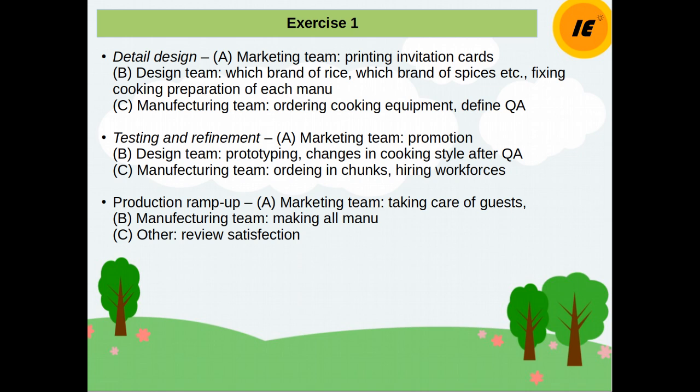And finally the production ramp up, where the marketing team will take care of the guests. The guests will come, and they need to look presentable, etc. And then the manufacturing team will do the cooking, and the chef and their team will make all the food with the specified details, whatever has been decided, with specific quantity and specific quality. And that's all about the whole product development process.